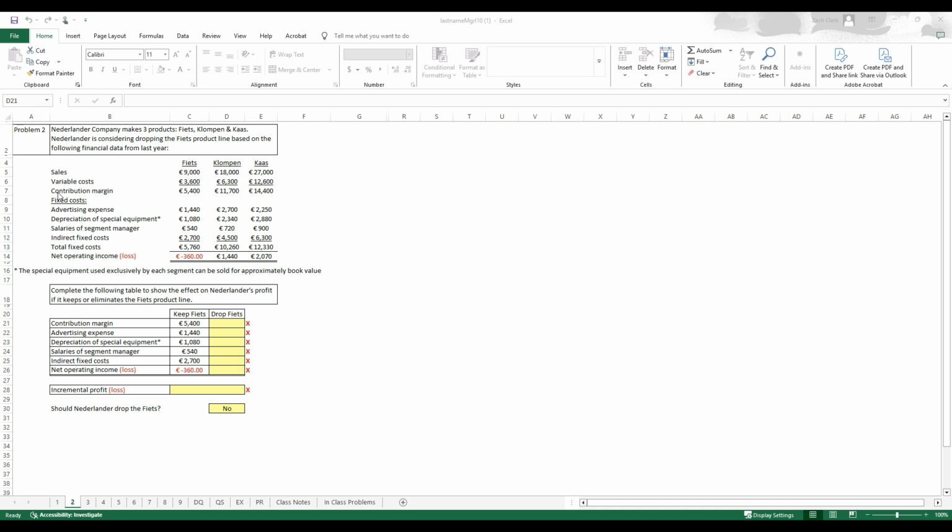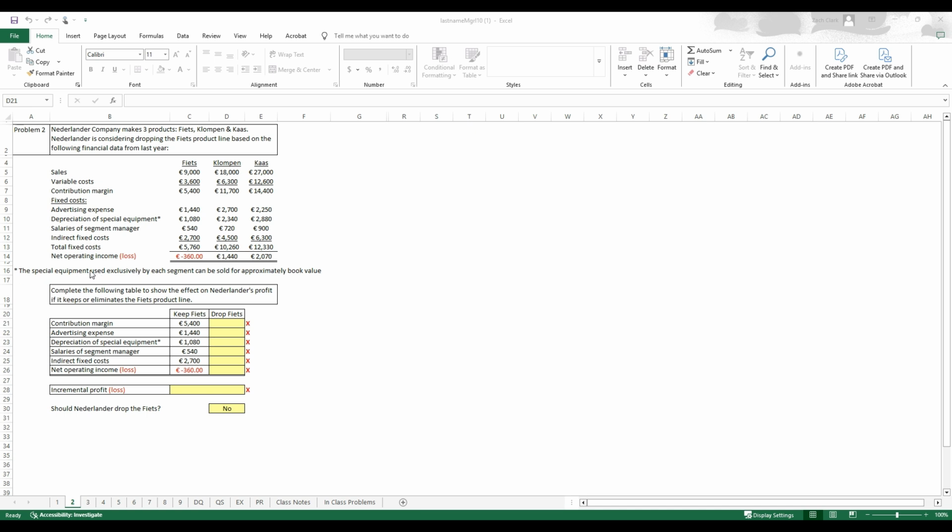We have sales, variable costs, and remember, this is our contribution margin calculation. If you remember, sales minus variable cost gets us contribution margin, and then we break out our fixed costs below to get our net operating income. And you can see we have a net loss for the Fiats line, and that is leading us to consider whether or not this is worth having as a product that we sell.